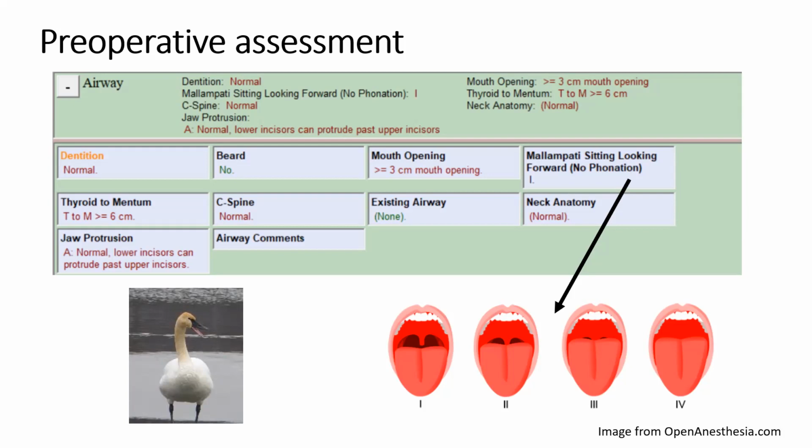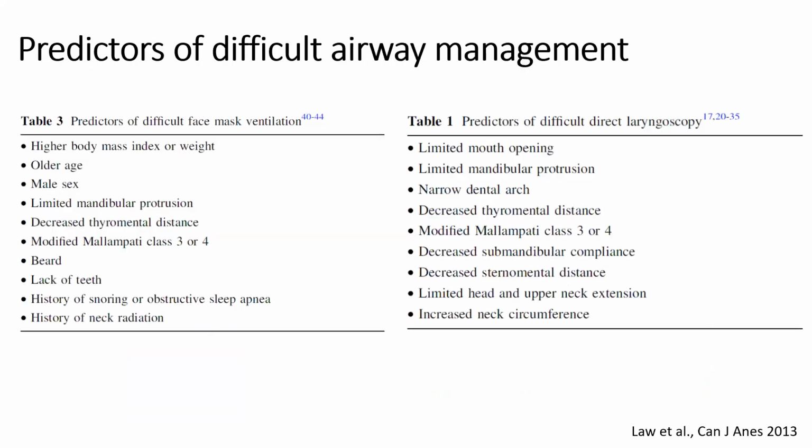And the reason that we assess all of these things is because they are established predictors of difficulty with airway management. So these tables, I don't intend to read through all of these, but they're established predictors of difficulty with both face mask ventilation, which is what's listed on the left there, and then predictors of difficult direct laryngoscopy or intubation. And what I just want to highlight is that there's a lot of overlap between these factors, and a lot of these things are what we assess on our preoperative physical examination.